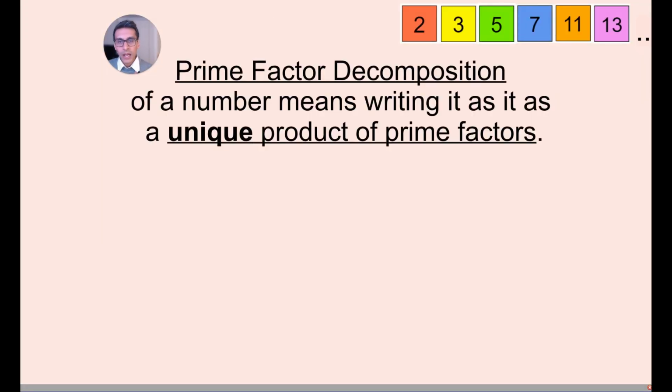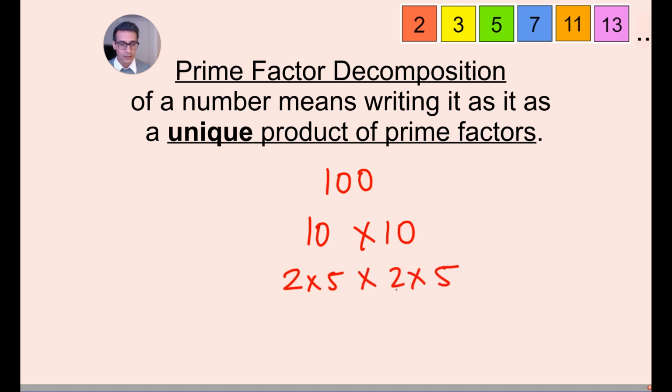Hey everyone, we are now going to look at a more formal way of doing the prime factor decomposition of a number. Now in the past, if I gave you a number such as 100, and I said write this as a product of primes, you may have done something like 10 times 10, and then you would have broken that down into 2 times 5 times 2 times 5 to get the answer.